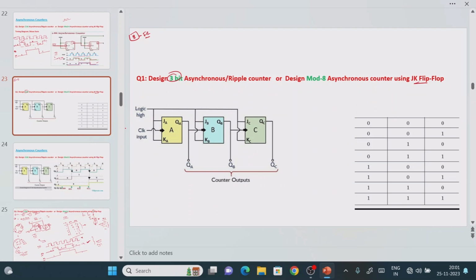Before going to that, we have the mod 8, right? So mod 8 means how many stages? It is 3-bit, starting 0 0 0, 0 0 1, and so on up to 1 1 1, right? It means first clock pulse, second, third, fourth, fifth, sixth, seventh, eighth clock pulse. So this is what we call the state diagram, right? I have explained clearly what the state diagram means. If you don't understand, please watch the previous video.